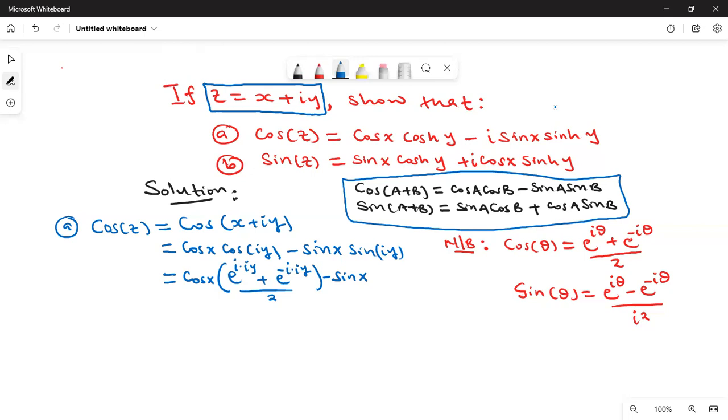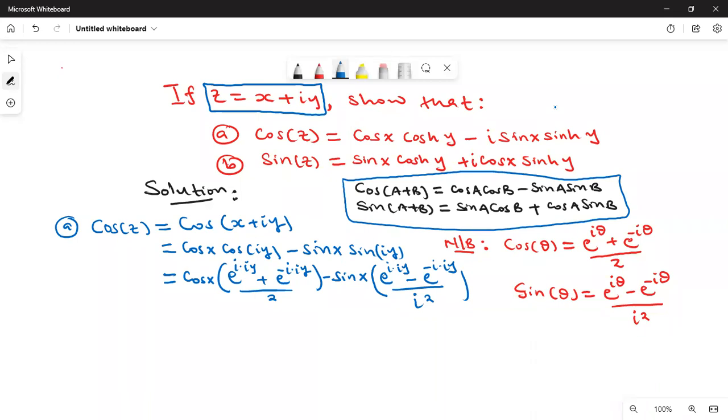Then we now need to expand sine iy. So where there is theta, we are going to replace that by iy. So we'll have this as exponential iota times iota y minus exponential negative iota times iota y, everything over iota 2. Iota is a Greek symbol, read as iota.